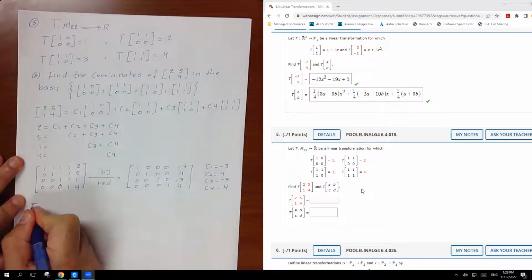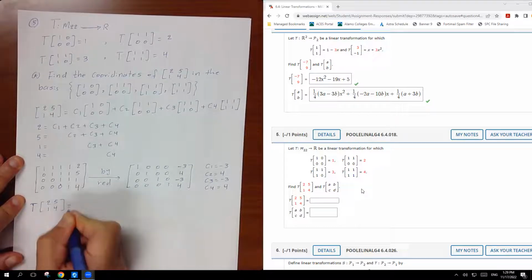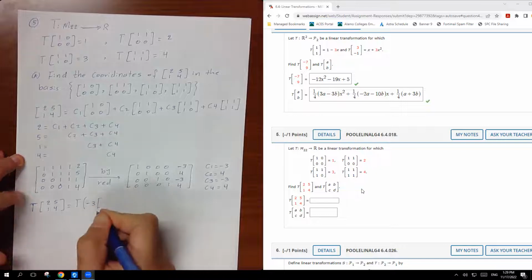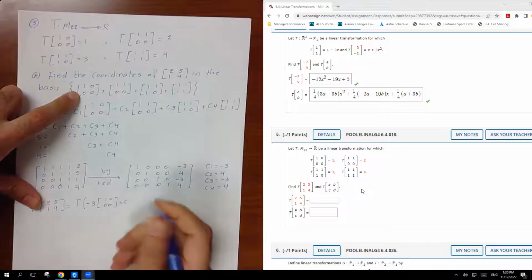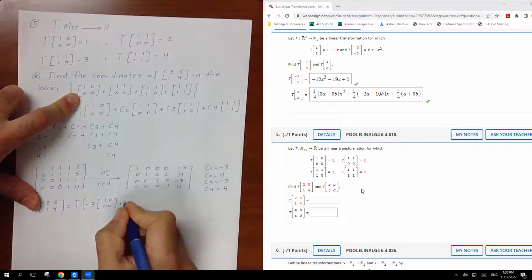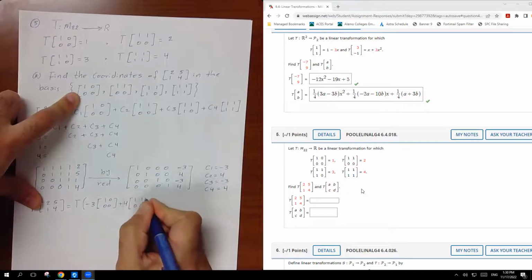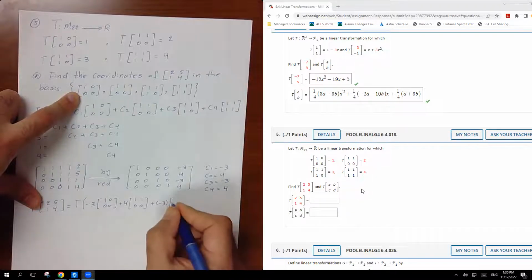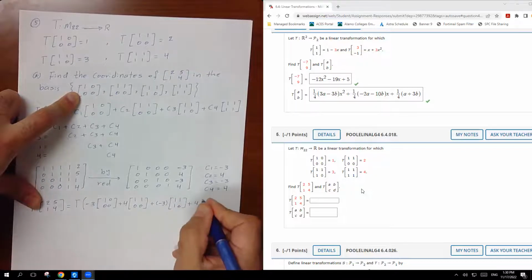So T of the matrix 2, 5, 1, 4 is going to be the transformation of C1 with the first base, plus C2, which is 4, with the second base, plus C3, which is -3, with the third base, which is 1, plus C4, which is 4, with the fourth base, 1, 1, 1, 1.